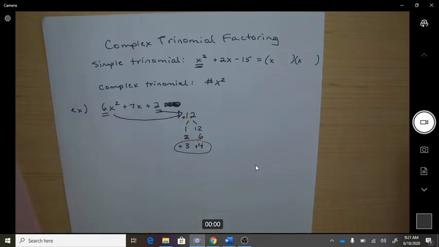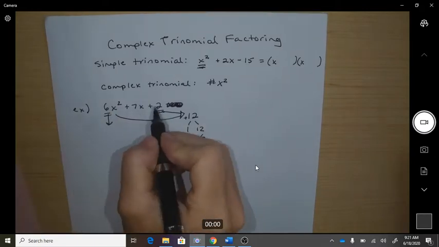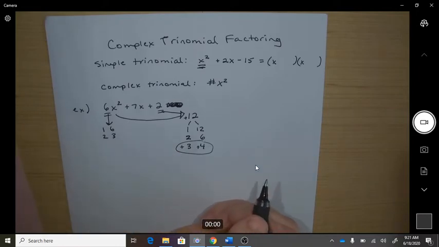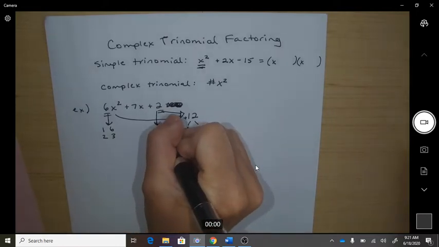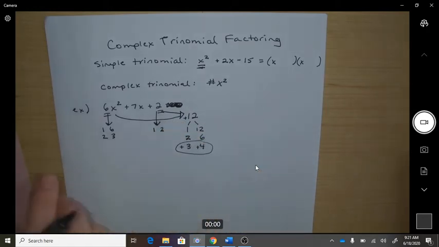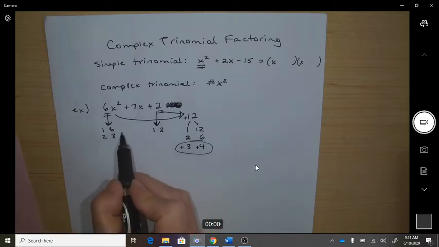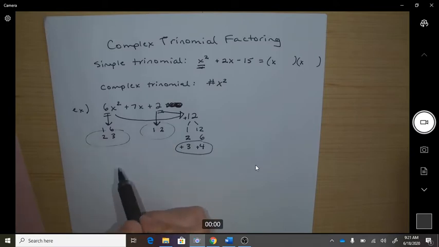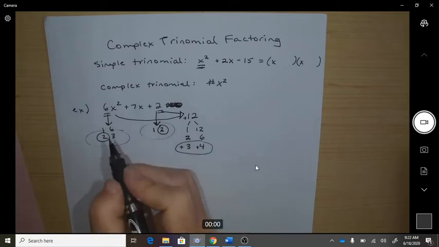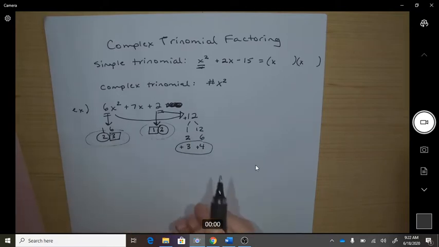Okay, now what I'm going to do is go underneath the 6 and list 1, 6, 2, and 3. Those are the ways I could have multiplied to get that. And I'm going to go under the 2 and say I could have multiplied 1 times 2. Can you find any pair-ups that would combine to get you a 4 and a 3? If I take this group and this group, I can see that this would give me a 4 and this would give me a 3. Okay, so that's what I'm doing.